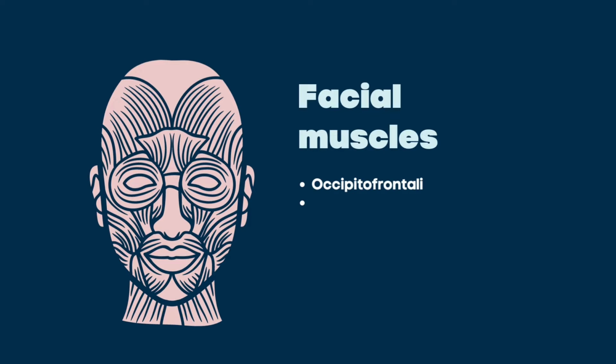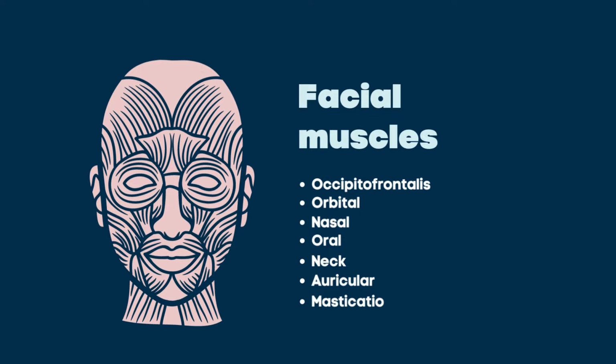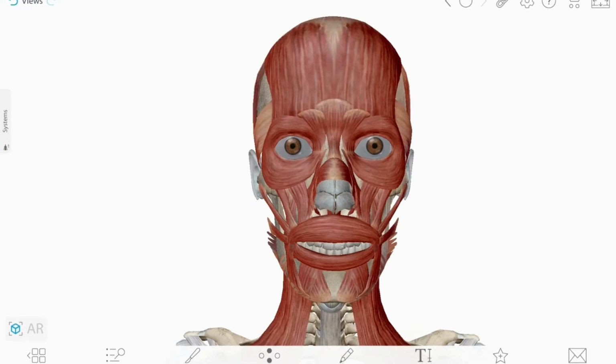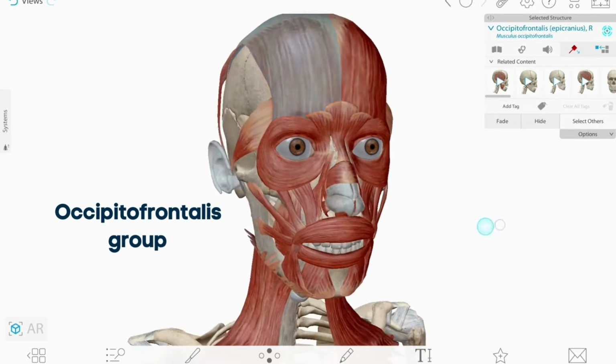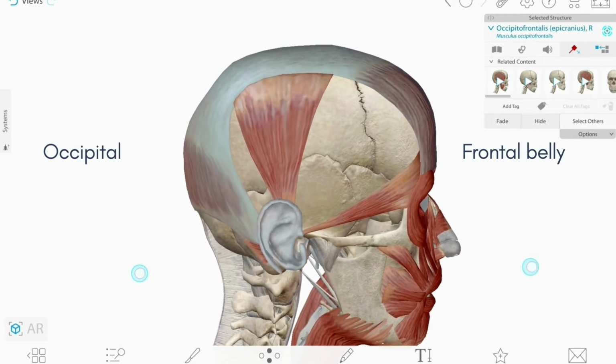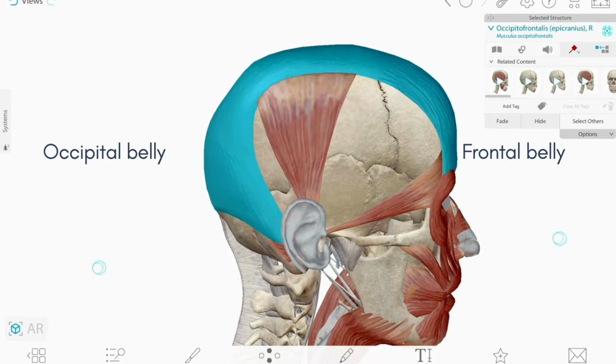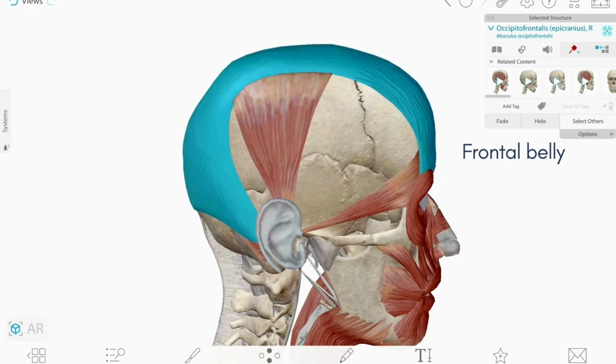Occipitofrontalis group, orbital group, nasal group, oral group, neck group, auricular group, and mastication group are some of the divisions that can be made. The top of the head will be where we start. The occipitofrontalis muscle belongs to the occipitofrontalis group. The frontal and occipital muscle bellies are the two muscular bellies of this muscle.